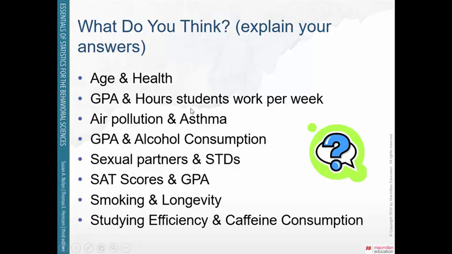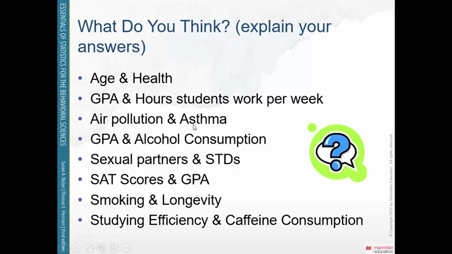GPA and hours studied, and hours worked per week. Again, maybe that's a negative correlation. The less hours studied, the higher the GPA. The less hours worked, the higher the GPA. The more hours worked, the lower the GPA. That could be a negative correlation.